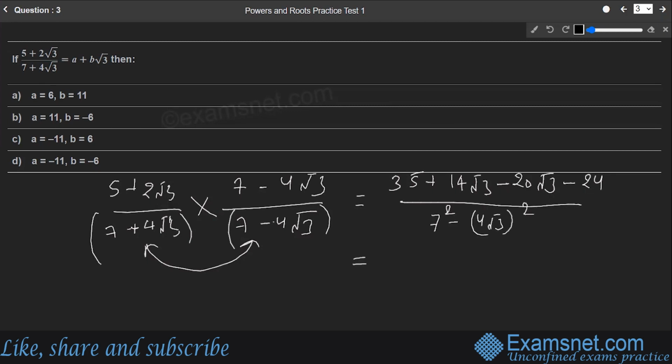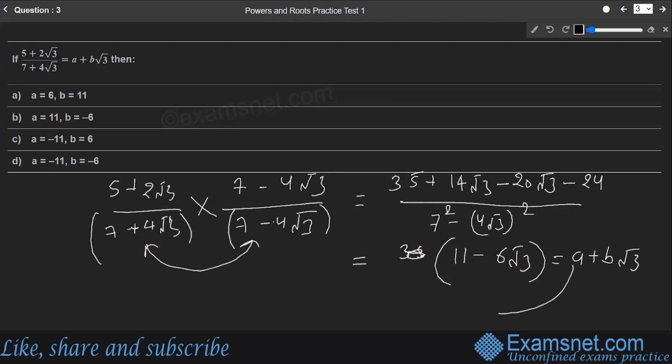that is nothing but 7 square minus 4 root 3's whole square. If we solve this further, this is coming out to be 35. This is coming out to be ultimately 11 minus 6 root 3. This is what it is coming out to be finally, 11 minus 6 root 3. If we compare this with the right hand side, that was a plus b root 3.